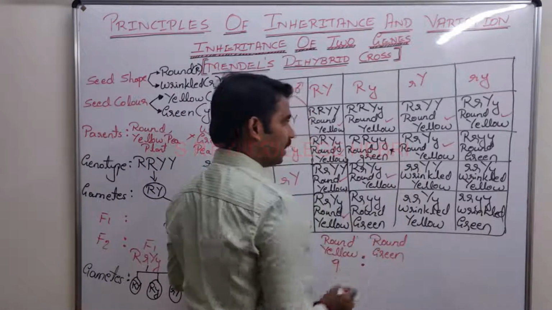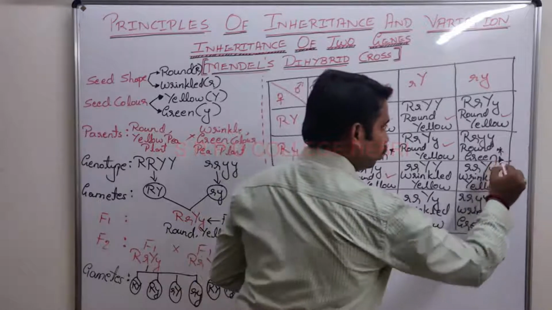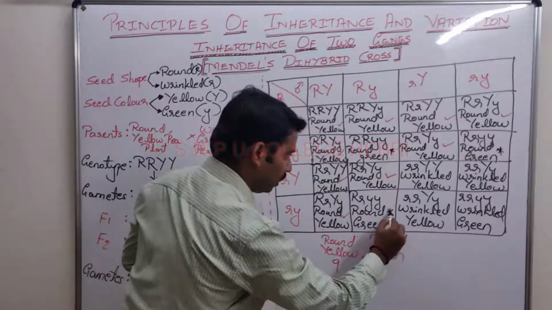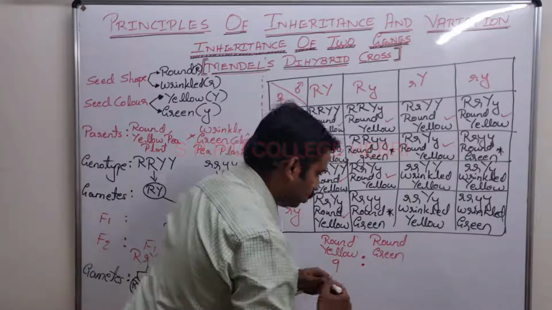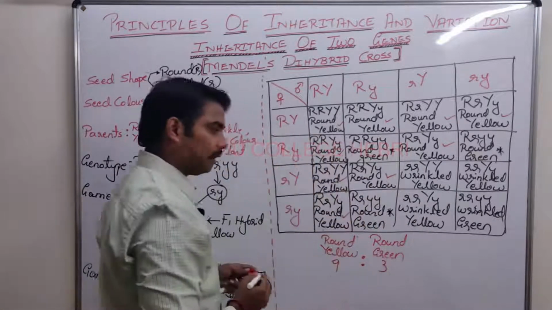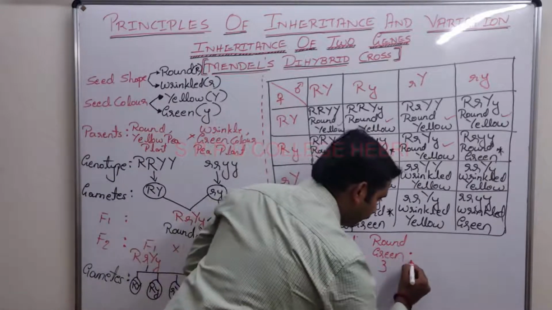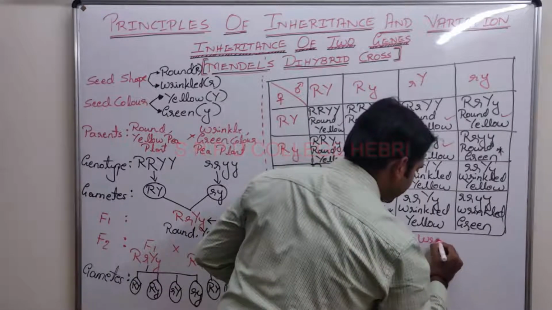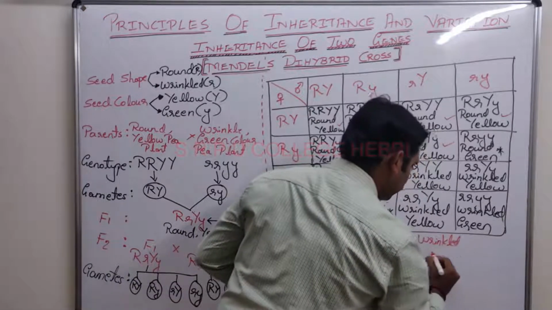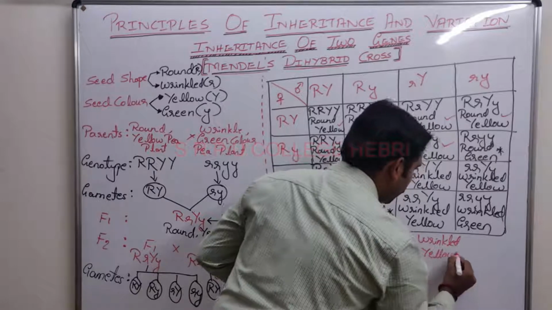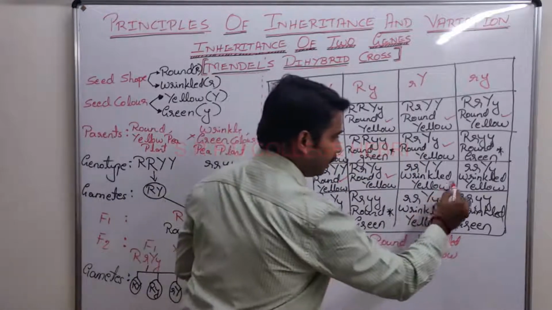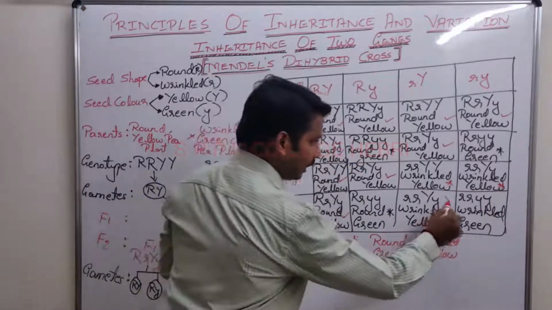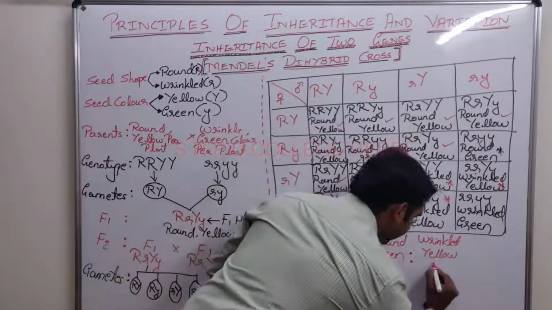1, 2, then here is one more. How many are there? 3. So 3 of the progenies are round green. Apart from that, I am going to see here one more phenotype, that is wrinkled yellow. How many of them are wrinkled yellow? Here is the first one, second one, here is one more.